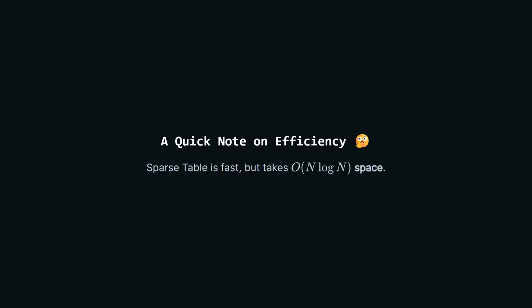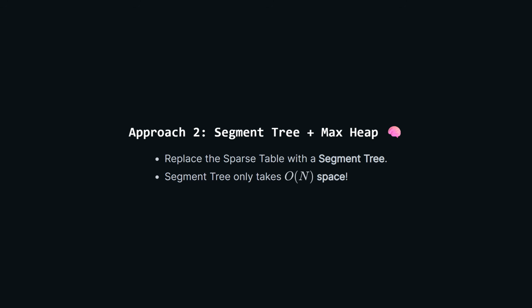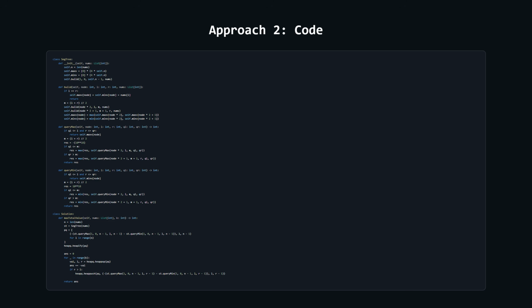That first method works great, but storing that sparse table takes up quite a bit of memory. Is there a way to use less space? Yes, there is. For our second approach, we swap out the sparse table for a data structure called a segment tree. It still lets us find the maximums and minimums quickly, but it uses significantly less memory overall. And here is the code for the segment tree version. The logic for pushing and popping from the heap is identical. We just ask the segment tree for our scores instead.